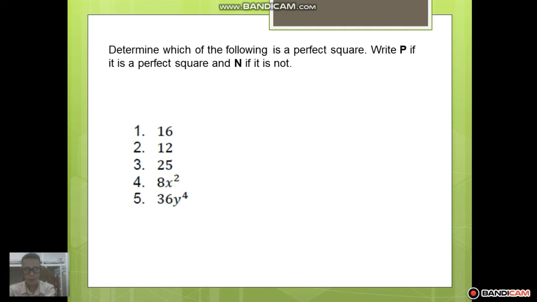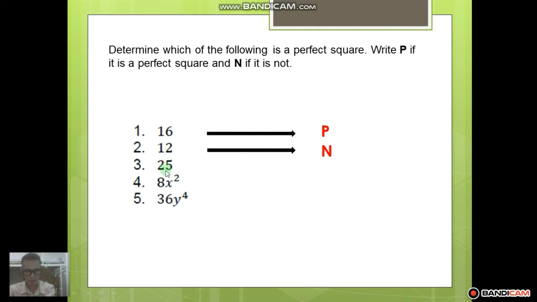Now let us answer this activity. Determine which of the following is a perfect square. Write P if it is a perfect square and N if it is not. Number 1, 16. Can you imagine if a number multiplied by itself, the result is 16? Yes, it's 4. So that means 16 is a perfect square. Then number 2, 12. Can you imagine if a number multiplied by itself, the result is 12? There is none. So 12 is not a perfect square.